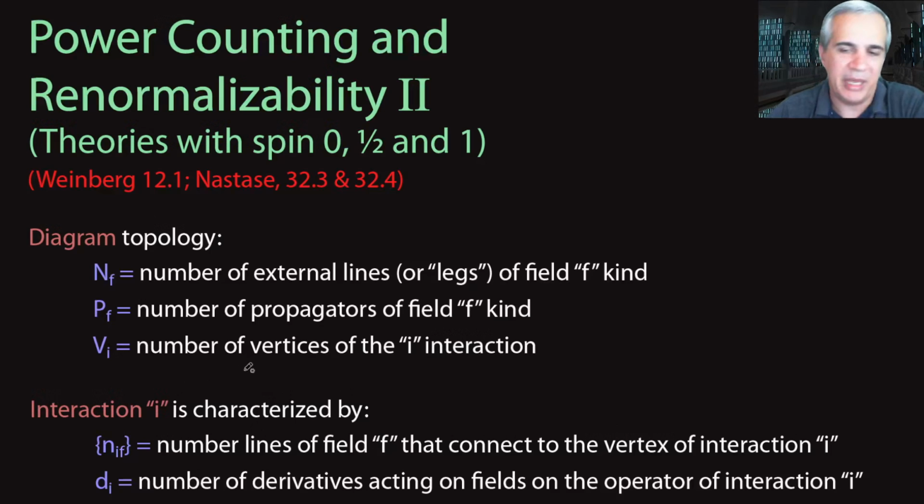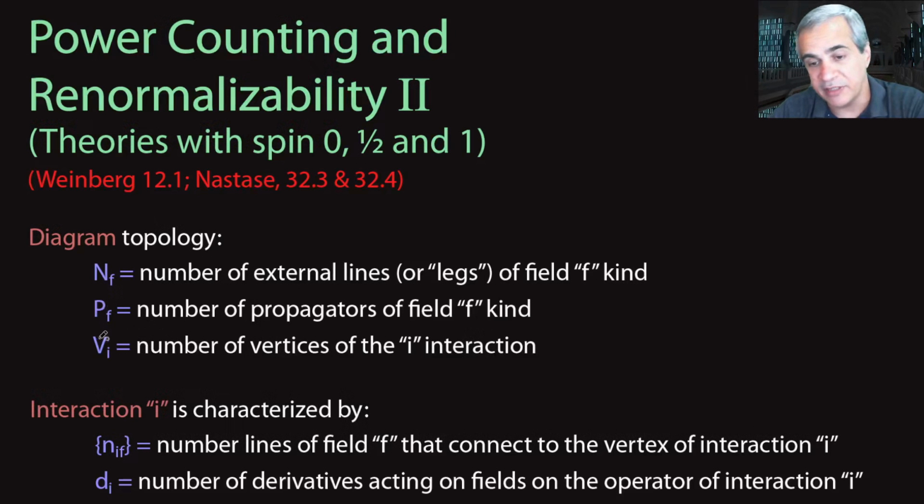Now that I have many fields in my theory, I have to say not just the total number of legs, but how many of those legs belong to each kind of field in my Lagrangian. So I'll call that number n_f, and usually I'll be summing over the f to cover all the fields in my Lagrangian. The same for the propagators.